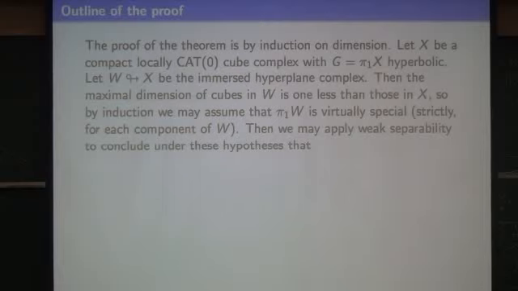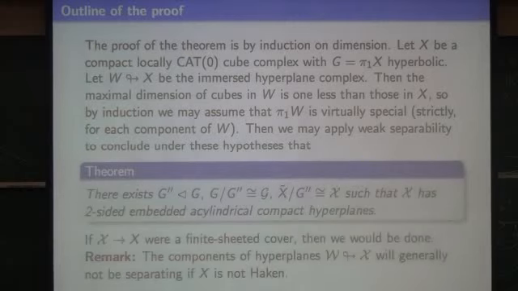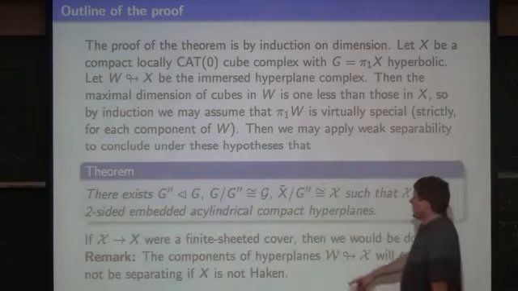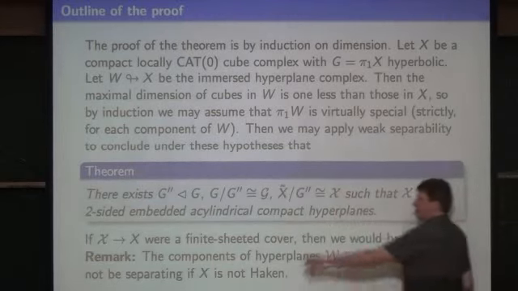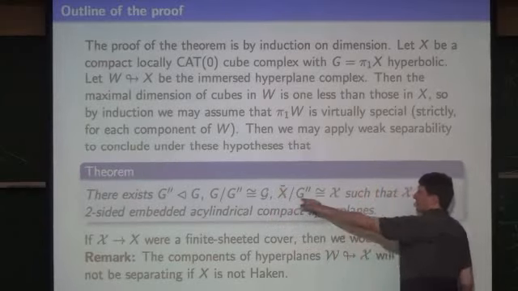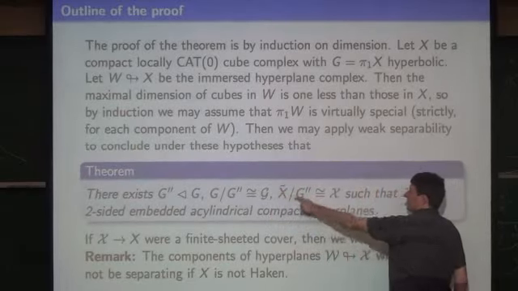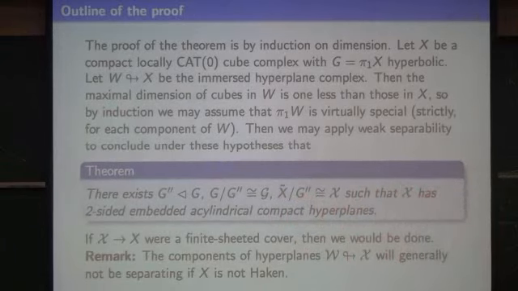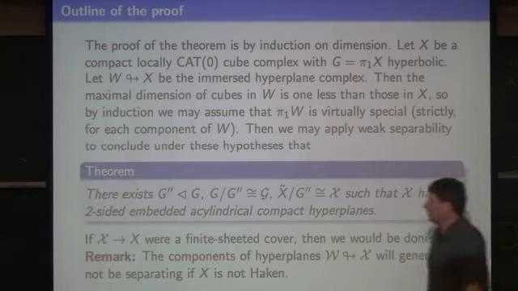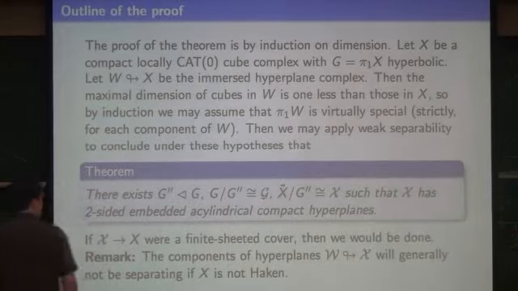So what we can do then is apply the weak separability theorem to conclude that under these hypotheses there exists a normal subgroup of G, G double prime, normal in G, and an induced covering. I'll call G mod G double prime script G, and X tilde, the universal cover of X, mod G double prime, I'll call script X. So this covering space has two-sided acylindrical compact hyperplanes. So let me try to give an indication of what that means.